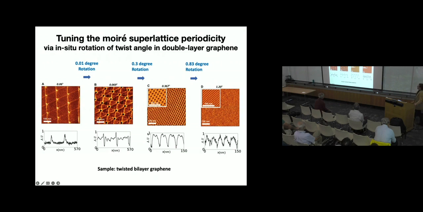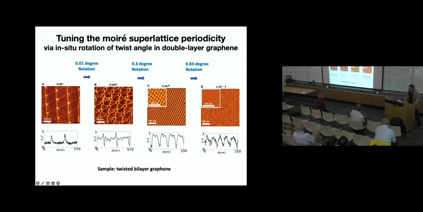Okay, so this is the final data set in this section of the talk. In order to demonstrate direct control over the moiré superlattice periodicity, what we did was we performed very high resolution piezo response force microscopy of the moiré superlattice before and after rotations in order to read out the induced change in the twist angle, and we could also evaluate the overall periodic structure and strain within the moiré superlattice.